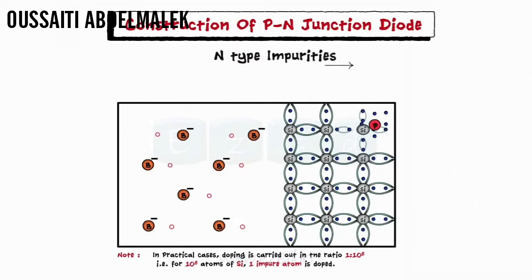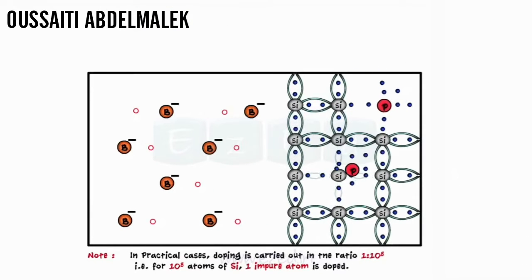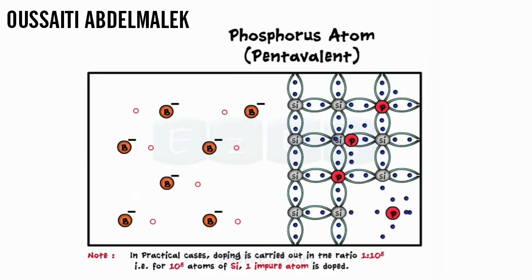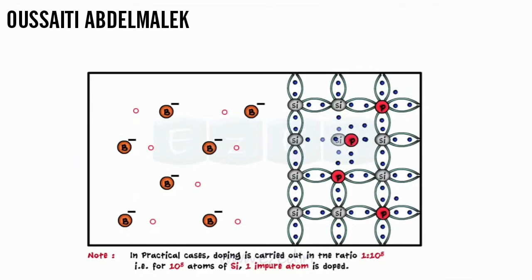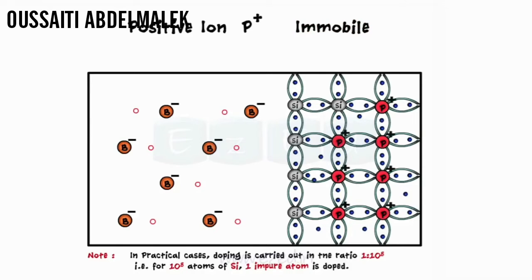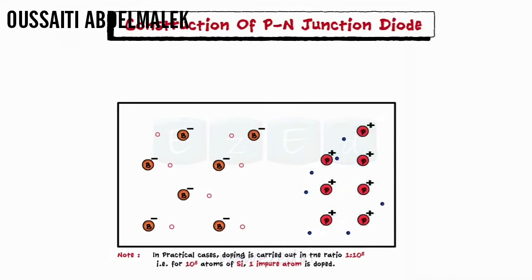The n-type impurities are doped onto the other half of the same slice. When we add pentavalent atoms like phosphorus to the silicon slice, they form four bonds with four neighboring atoms of silicon, and we get one electron that remains free. As the phosphorus atom donates one electron, it loses its neutrality and becomes a positively charged immobile ion. The N region has free electrons and positive ions. This terminal is called the cathode, and it acts as a negative terminal.